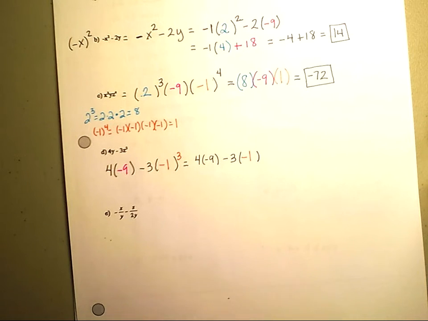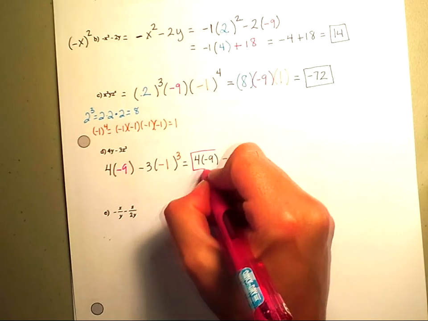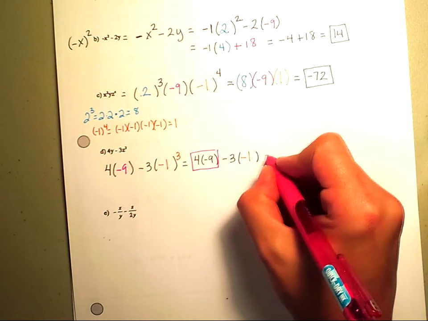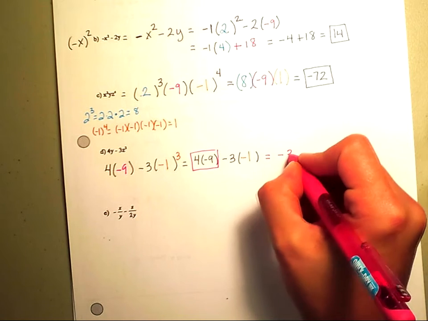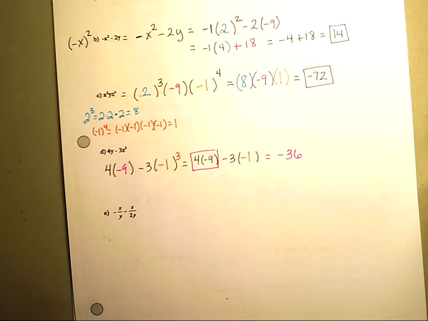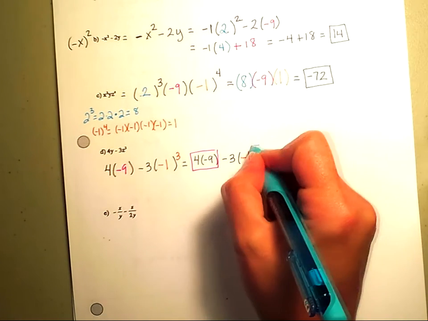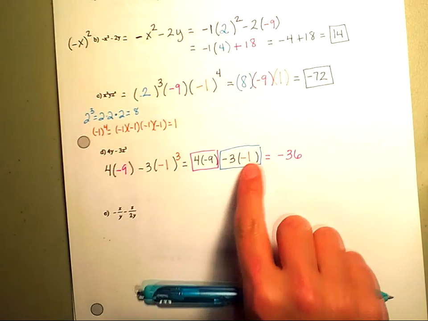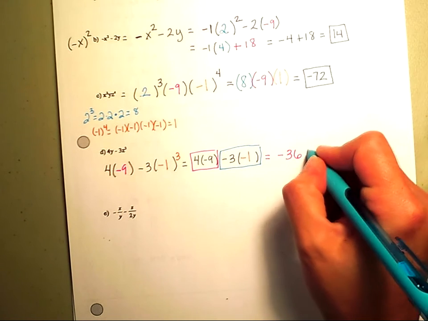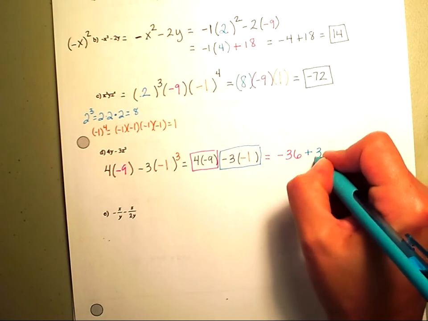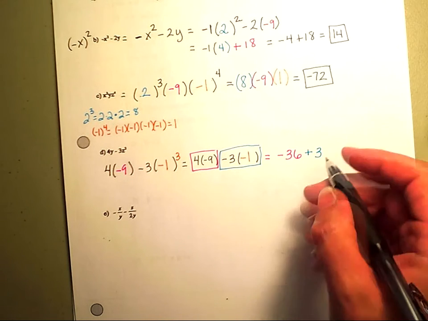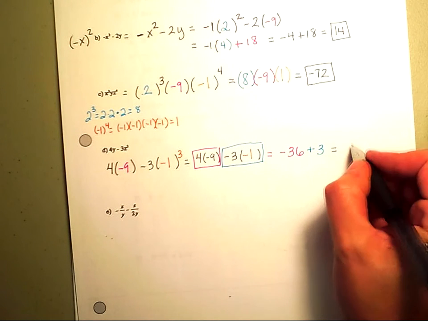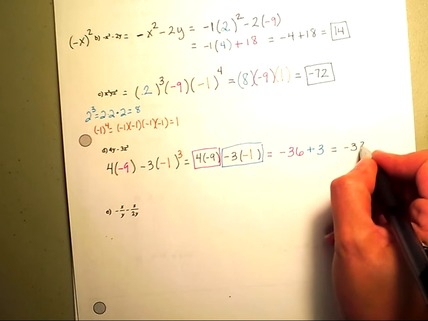Now we can do the multiplication or division. 4 times negative 9 was equal to negative 36. Negative 3 times negative 3 times negative 1 becomes positive, or a plus 3. And then when we do the subtraction, negative 36 plus 3 is negative 33.